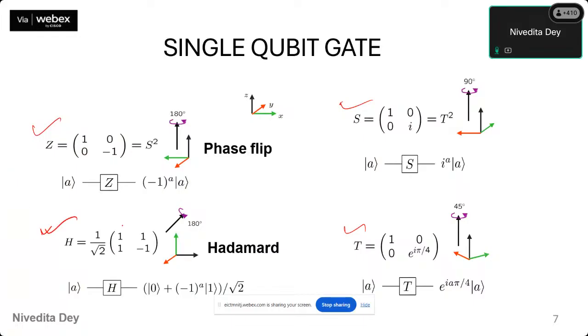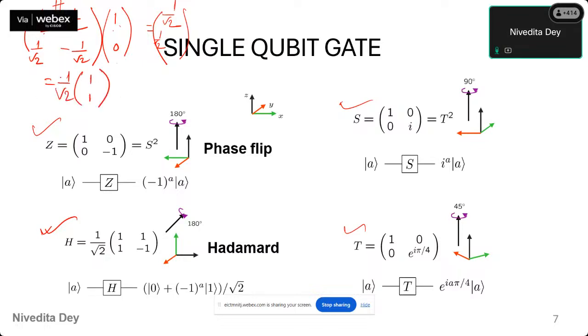And how does Hadamard work? I want to show you one example. Hadamard is 1 over root 2 times the matrix 1 1, 1 minus 1. This is Hadamard, right? If this is applied on ket 0, which is 1 0 in column vector form, just see what we get. 1 over root 2 into 1 plus 1 over root 2 into 0, that is 1 over root 2. And the other one will be 1 over root 2 into 1 minus 1 over root 2 into 0, so this is again 1 over root 2. So that means it is 1 by root 2 times 1 1.